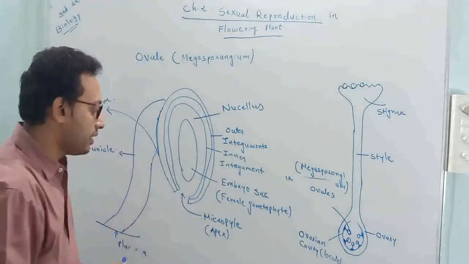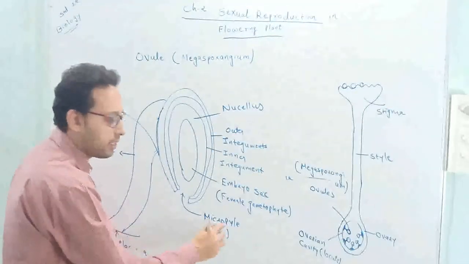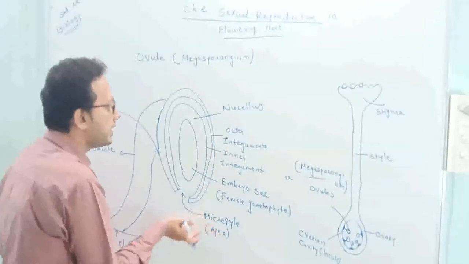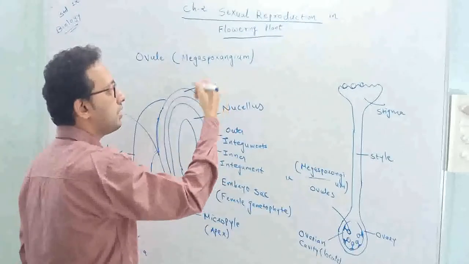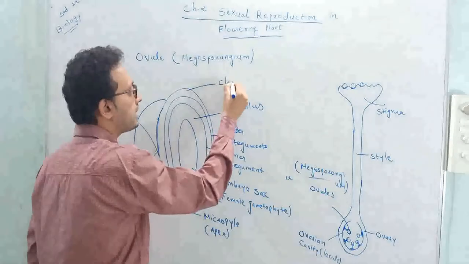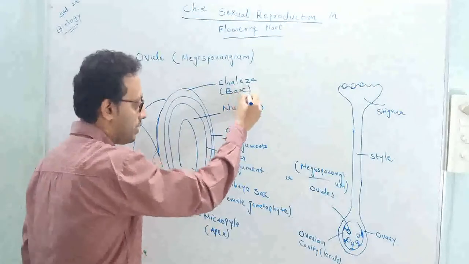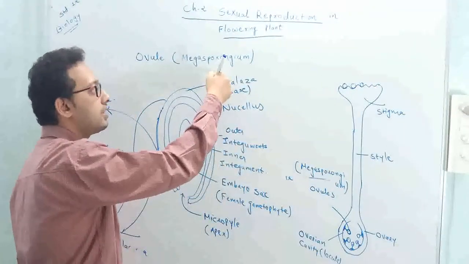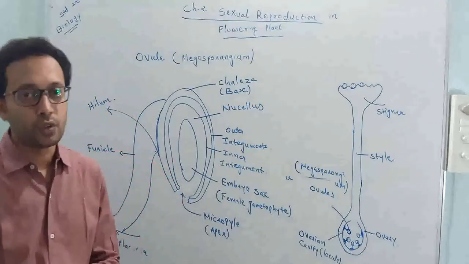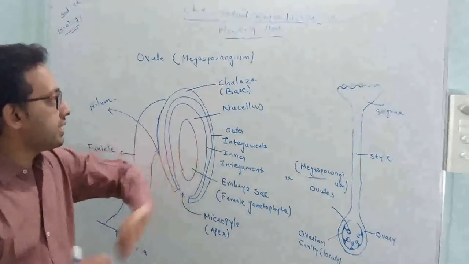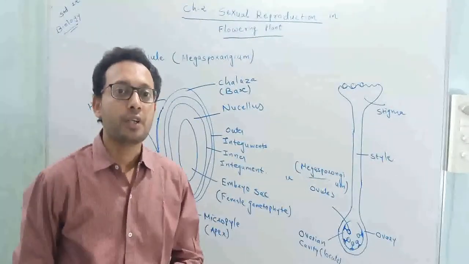One thing is left. You know that there is a region where the covering or integument is absent. This is called micropyle, and that forms the apex of the ovule. Its opposite end, opposite to this micropyle, is called the chalaza end, which forms the base of the ovule. Micropyle forms the apex, and its opposite is the chalaza. Chalaza forms the base. So the micropyle and the chalaza are present in opposite directions. That's all about the structure of the ovule or megasporangium.